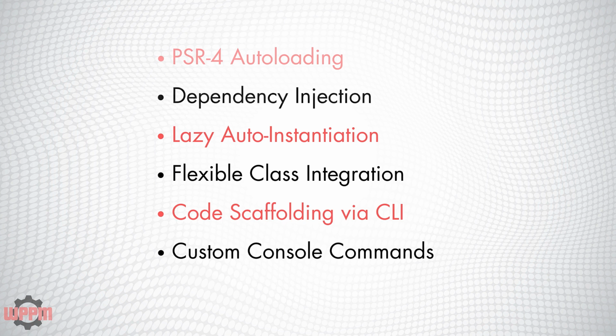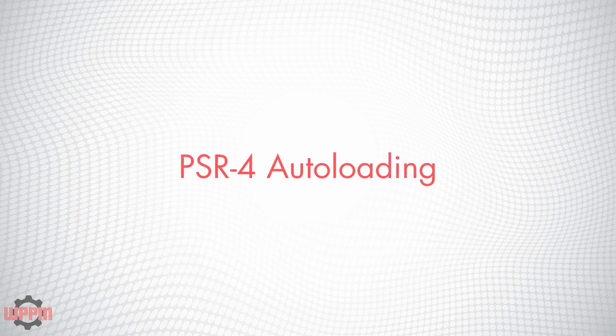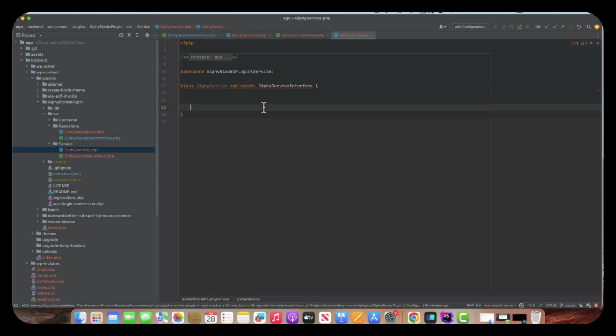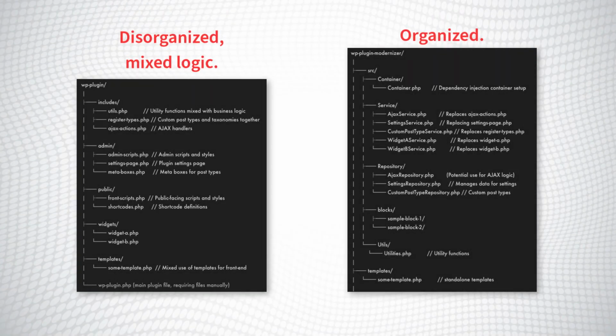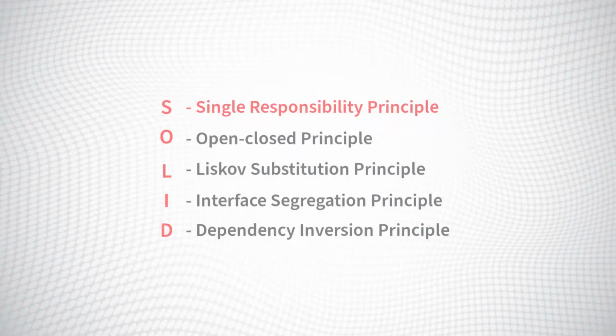Starting with PSR4 autoloading, WPPluginModernizer ensures your classes are efficiently loaded on demand. By employing namespacing, it further organizes your code into logical groups, making it easier to manage and adhering to the single responsibility SOLID design principle. This allows each class to focus solely on its own functionality without worrying about file loading logistics or naming conflicts.